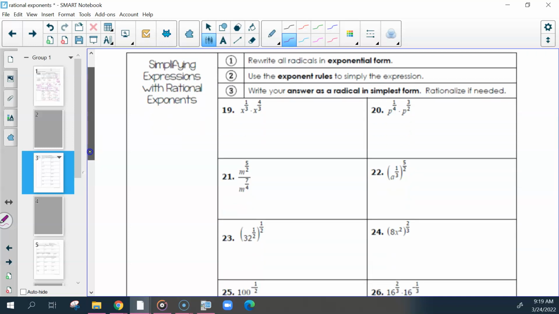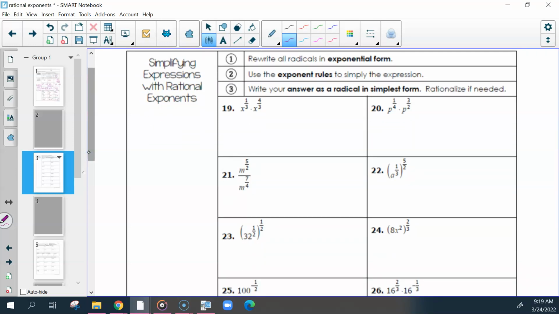So for 19, we are multiplying like bases. What are we doing with the exponents? Adding. This will give us x to the 3. So now we can write this in radical form. What would that be?